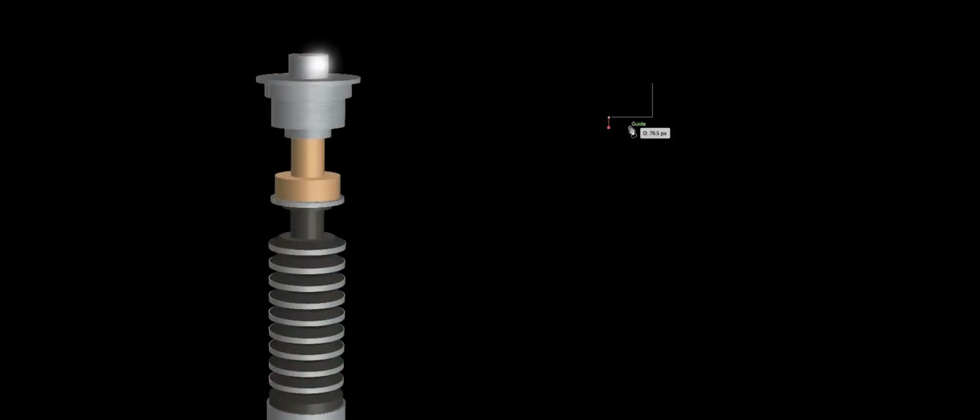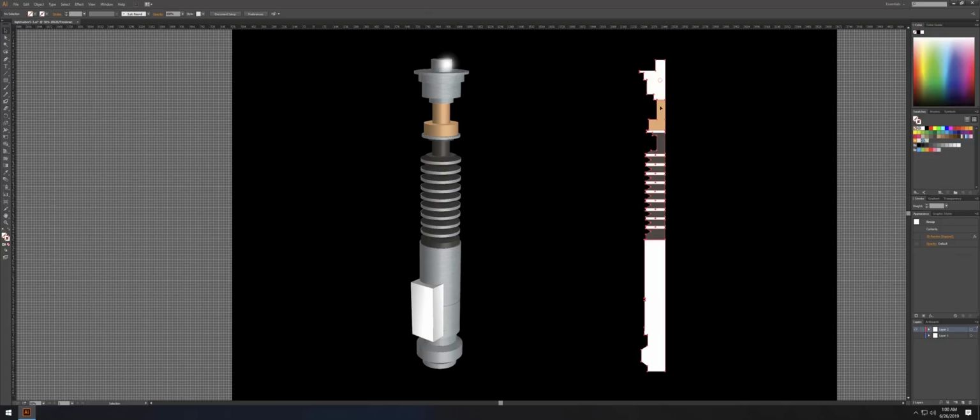First you need to create the cross section of the lightsaber using the pen tool. When it's finished, it'll look something like this. Fill in the sections with the colors you want for the lightsaber handle.